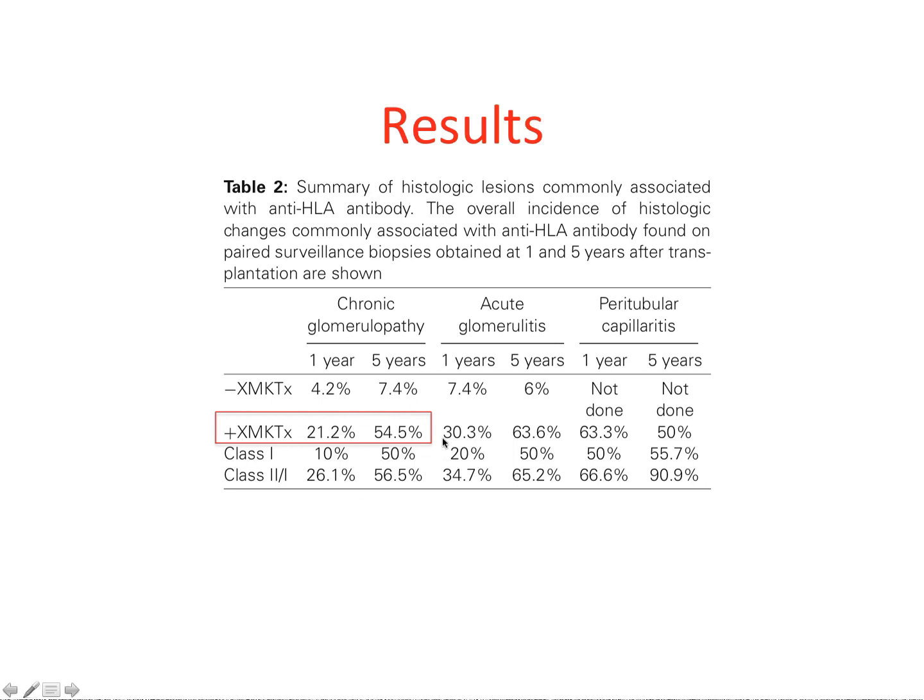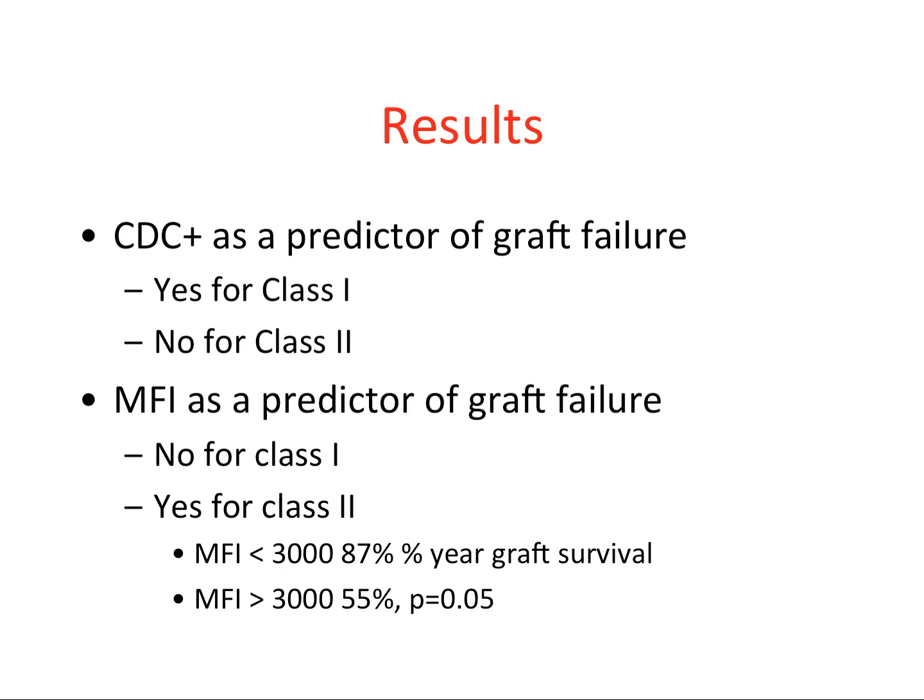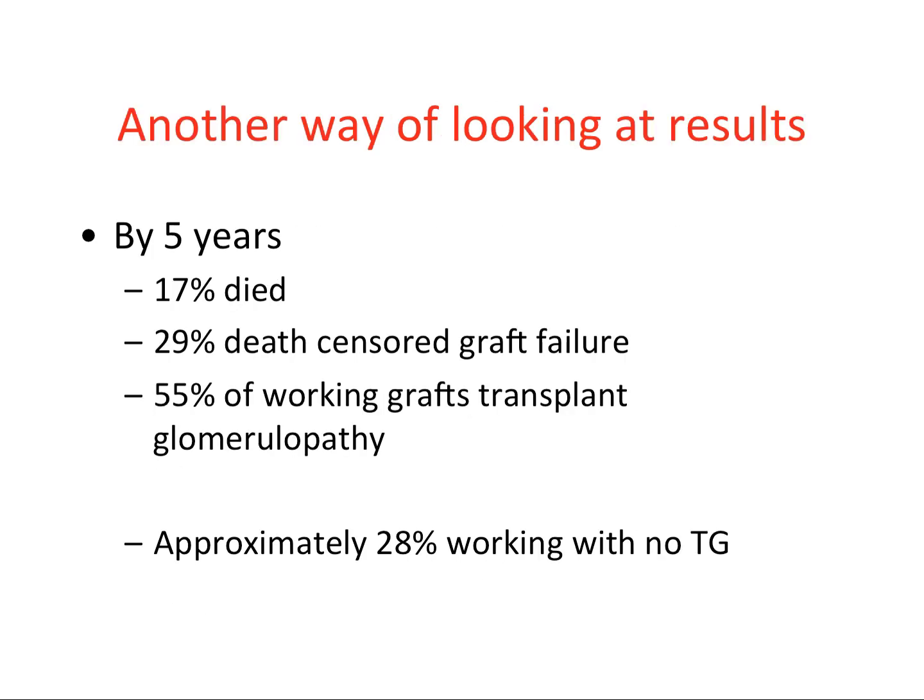So what about the biopsy data? Well, this is where it all begins to unravel, because over 50% of surviving grafts by 5 years, where there was a biopsy, had transplant glomerulopathy. And we know that grafts with transplant glomerulopathy will have poor outcomes. So was the CDC a predictor of graft failure? Well, it seemed to be for class 1, but not so reliably for class 2, whereas the MFI and the Luminex was more helpful at predicting outcome for class 2.